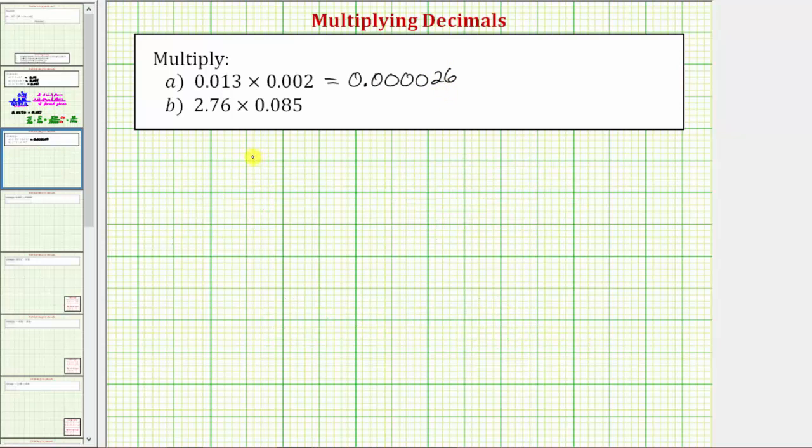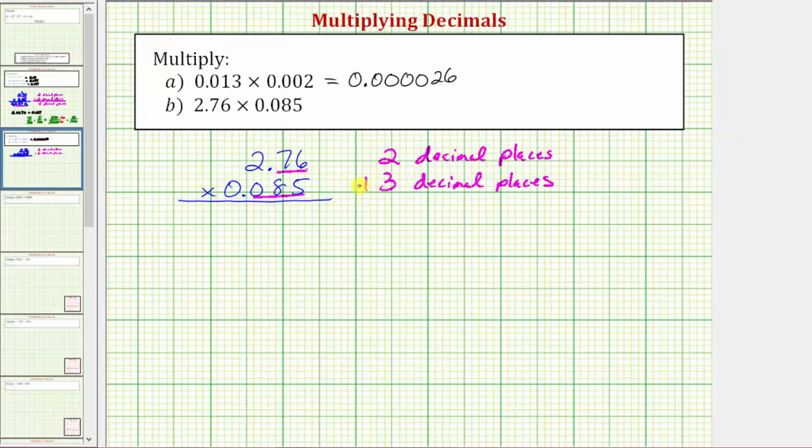Now let's look at our second example. We have 2.76 times 0.085. So we first count the number of decimal places in each decimal. Here we have 2 decimal places, and here we have 3 decimal places. So again, 2.76 has 2 decimal places, and 0.085 has 3 decimal places. So because 2 plus 3 is equal to 5, the product must contain 5 decimal places.